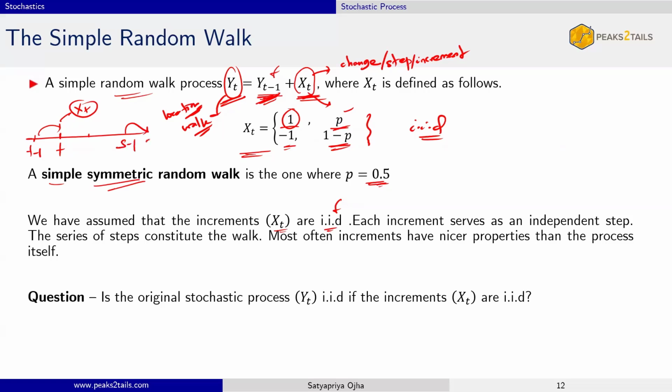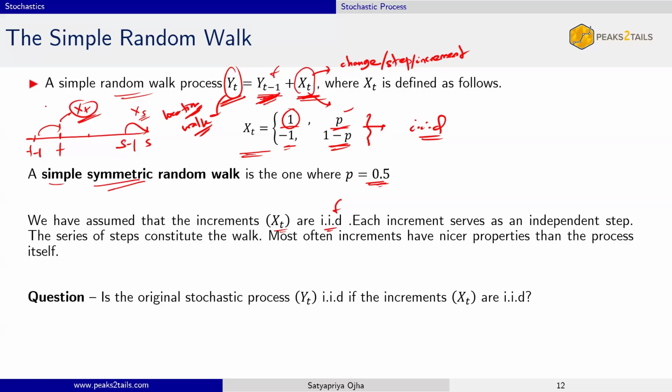Let's say this is s minus 1 to s, another two time points. This change X_s and X_t are completely independent of each other. Because look at this distribution. This does not depend on the state. It is always plus 1 with probability p, minus 1 with probability 1 minus p. This discrete distribution for X_t is constant throughout, and so that's why the changes are independent.